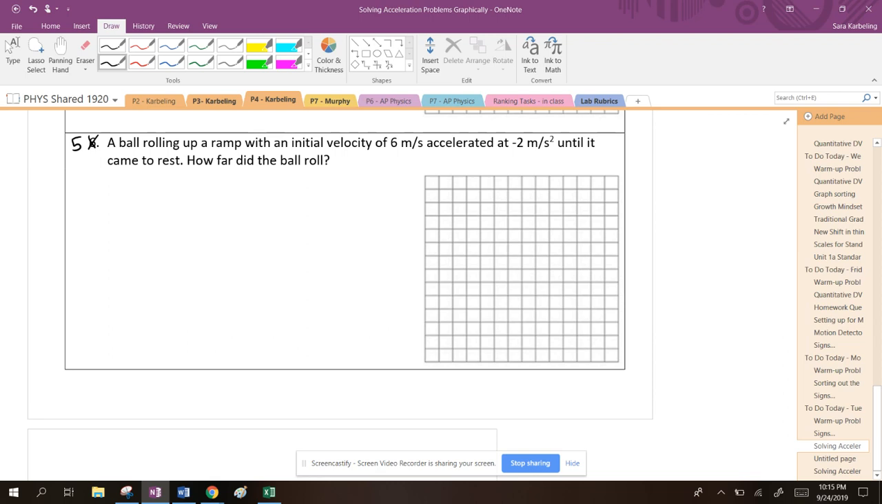The ball is still rolling up the ramp with an initial velocity of 6 meters per second, accelerating at -2 meters per second squared until it comes to rest. So if we recall from question 4, we're going to put our velocity in meters per second on the y-axis, time is on the x-axis, and we're going to go up by 2s again. So there's 1, 2, 3, 4, 5, 6. So that's my 6 meters per second. And if we recall from the other one, it comes over in 3 seconds, and it comes to a rest in 3 seconds. So I'm just going to graph that line again, something like this.